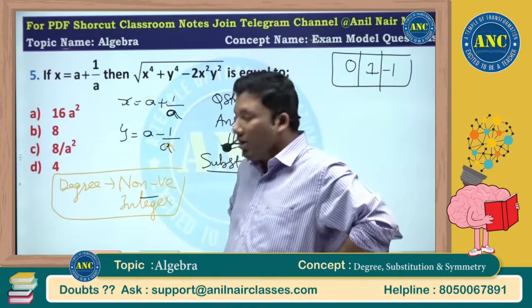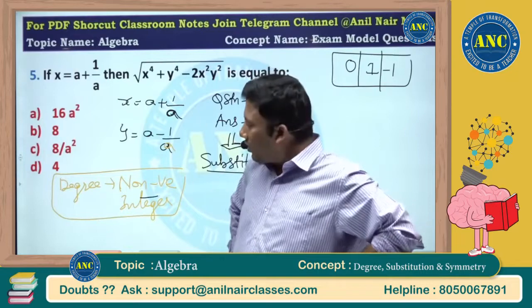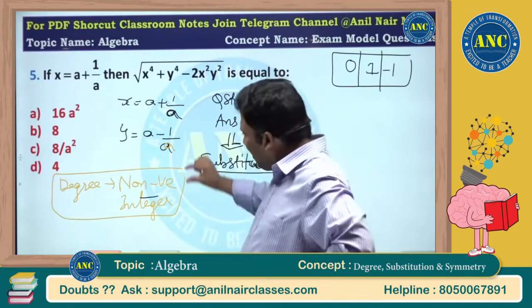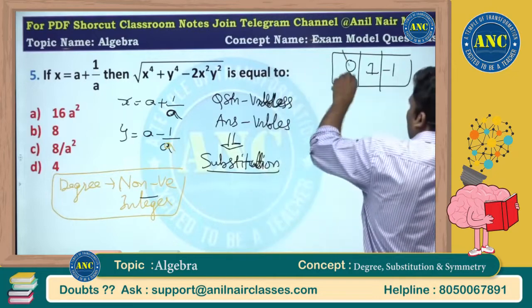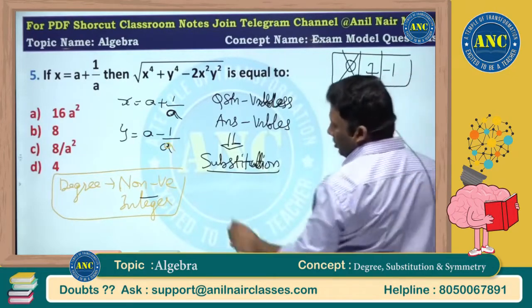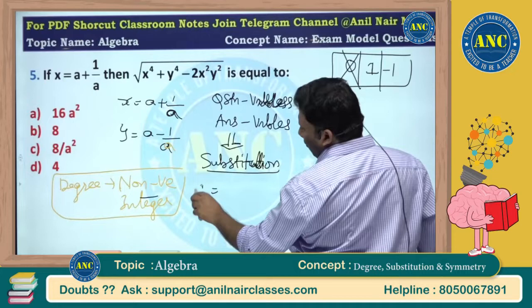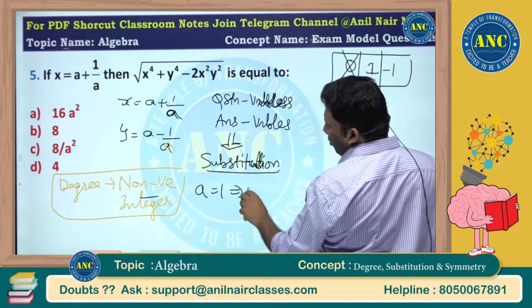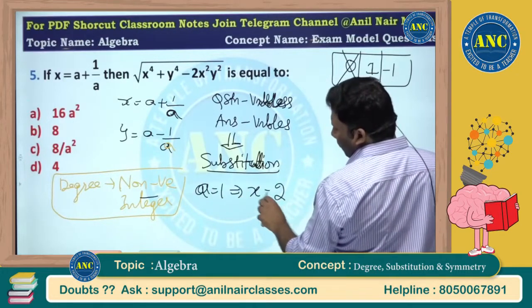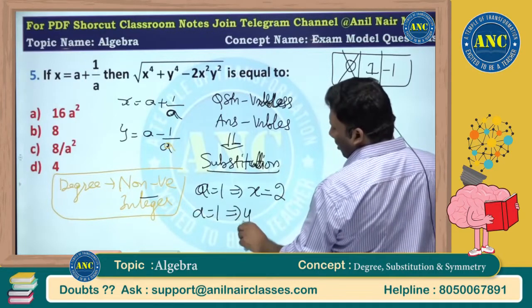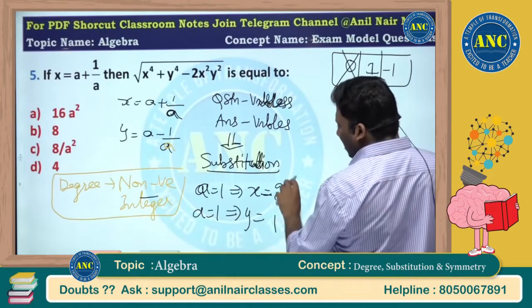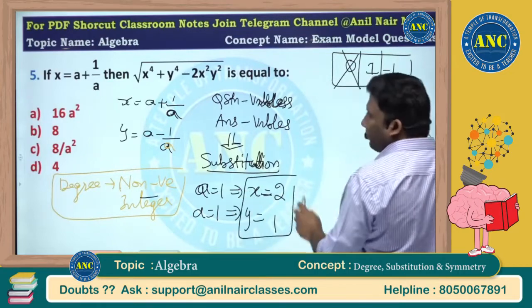x is equivalent to a plus 1 by a, y is equivalent to a minus 1 by a. The variable is there in the denominator, so 0 cannot be used. So put a equal to 1. If I put a equal to 1, x will become 2 and y will become 0, since 1 plus 1 is 2 and 1 minus 1 is 0.